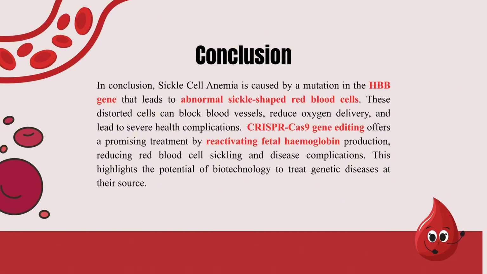In conclusion, sickle cell disease is caused by a mutation in the HBB gene that leads to abnormal sickle-shaped red blood cells. These distorted cells can block blood vessels, reduce oxygen delivery, and lead to severe health complications. CRISPR-Cas9 gene editing offers a promising treatment by reactivating fetal hemoglobin production, reducing red blood cell sickling and disease complications. This highlights the potential of biotechnology to treat genetic diseases at their source.